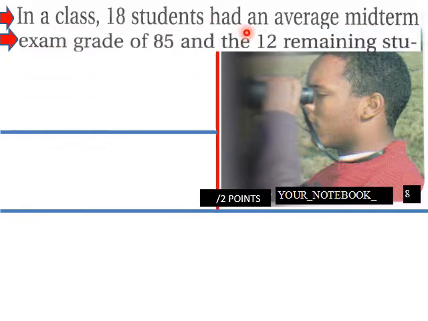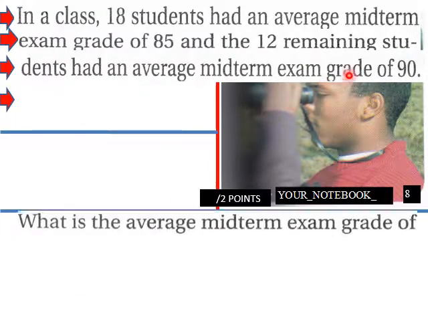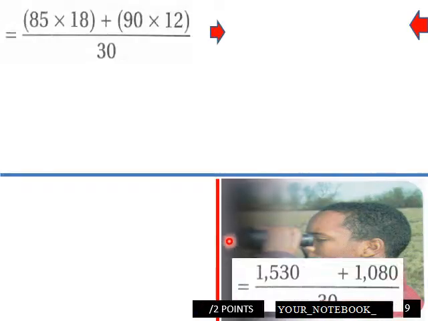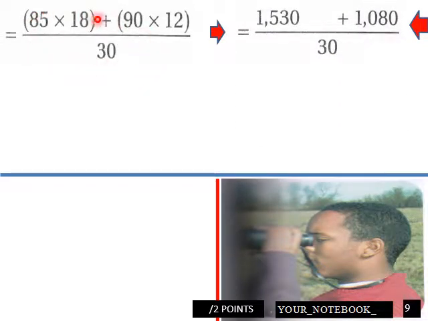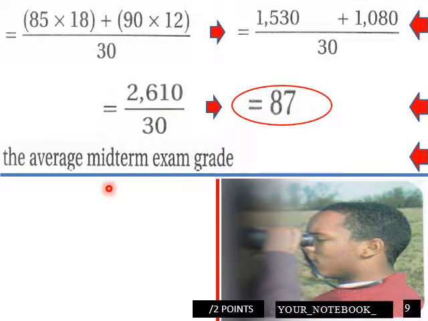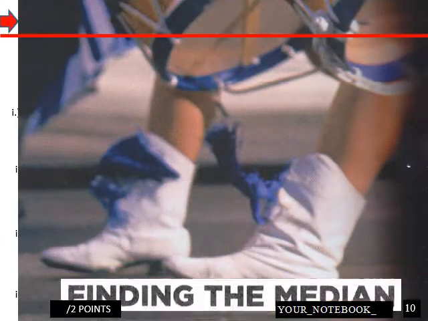So when a class of 18 students had an average midterm exam grade of 85 and the 12 remaining students had an average midterm exam grade of 90, what is the average midterm exam grade of the entire class? The way we would find that is we have this here: 85 times 18, plus 90 times 12, over 30. We get this here. So the whole class average would be 87. Because you have to multiply the grades you know and then put them over 30. You average them over the whole class here.